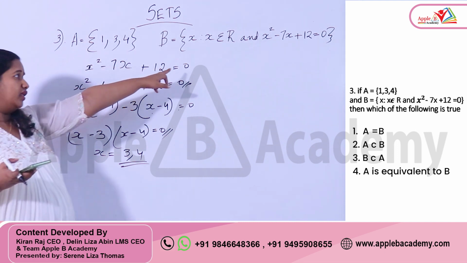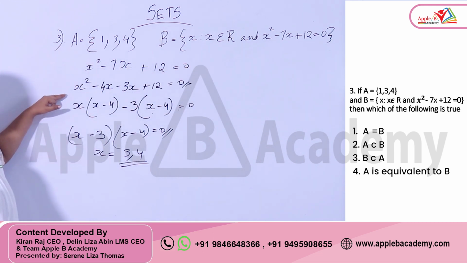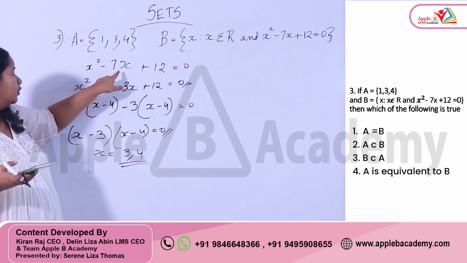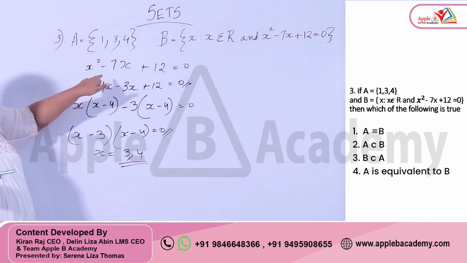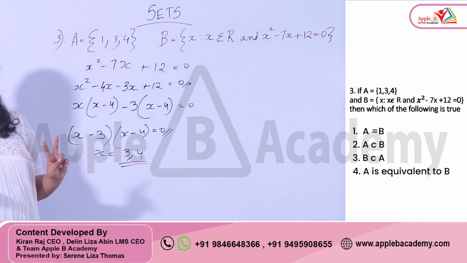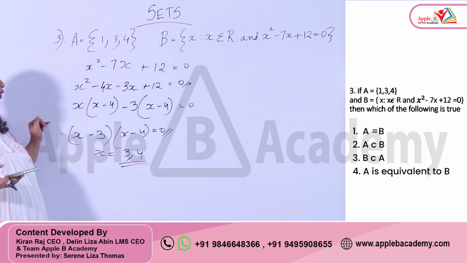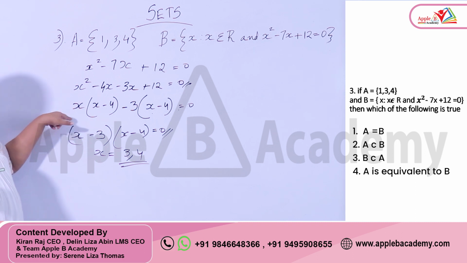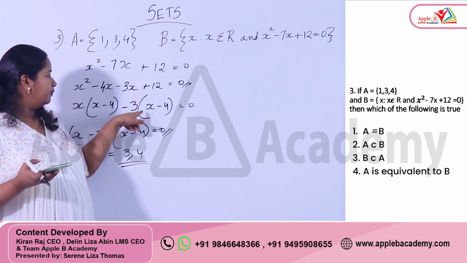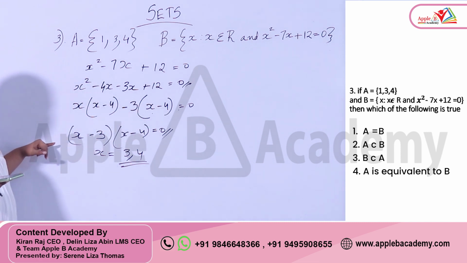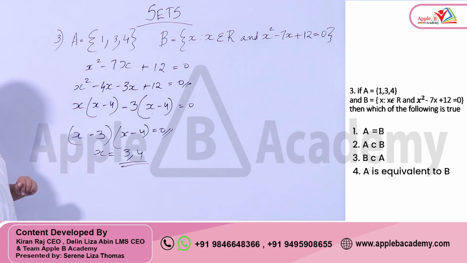First, we need to find the roots of this equation, x squared minus 7x plus 12. We are factorizing it. When you factorize, the sum of those two numbers should be minus 7, and when you multiply those two numbers, you should get 12. So x squared minus 4x minus 3x plus 12 equal to 0. Taking the common, you are taking x out, then you get x minus 4 minus 3, then x minus 4 is equal to 0. So x minus 3 into x minus 4 equal to 0, x equal to 3 comma 4.